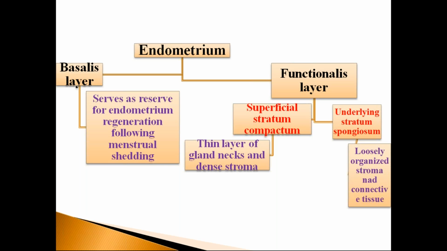This functionalis layer is the actual layer which is usually shed out during the menstrual cycle. The functionalis layer also has a superficial stratum compactum and an underlying stratum spongiosum. The stratum compactum is a thin layer of cells which have glands and dense stroma. The underlying stratum spongiosum usually has a loosely organized stroma and connective tissue.